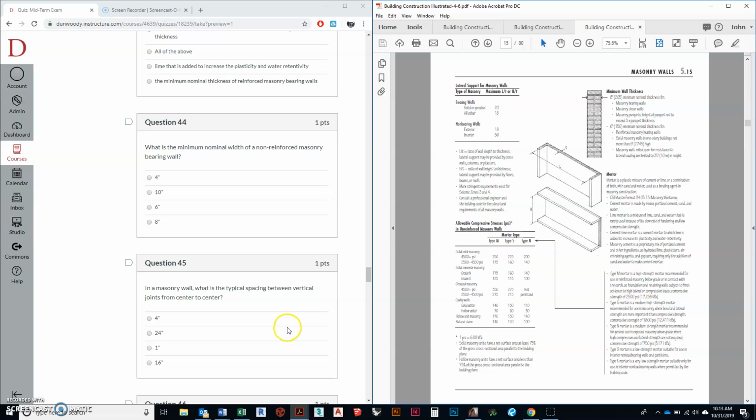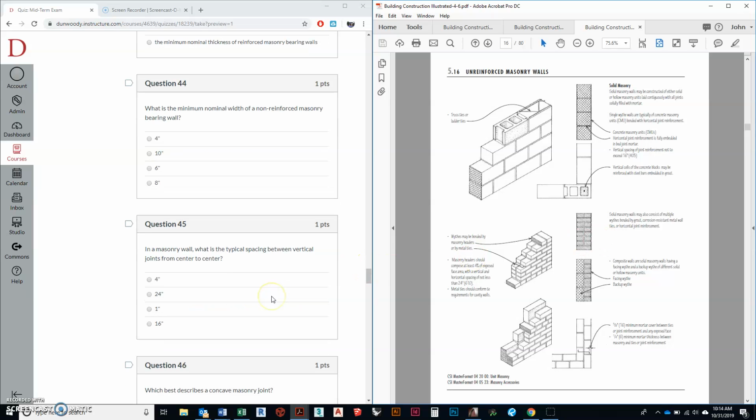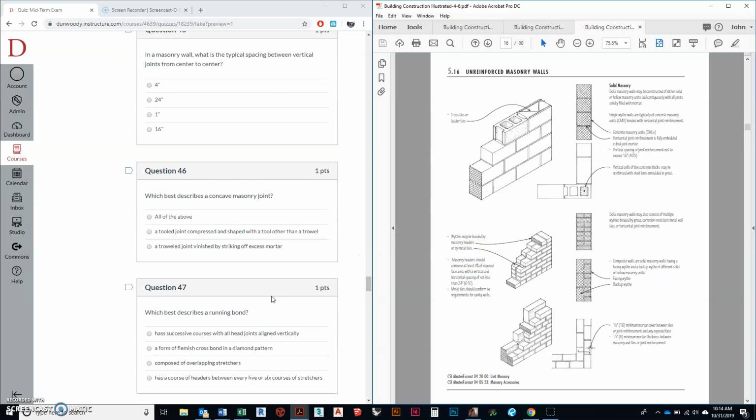In a masonry wall, what is the typical spacing between vertical joints from center to center? So vertical joints are these little guys right here, these vertical joints. And what is the typical spacing? It should be 16 inches. So that's something we should always know, is it's 8 by 16 is that vertical masonry unit.